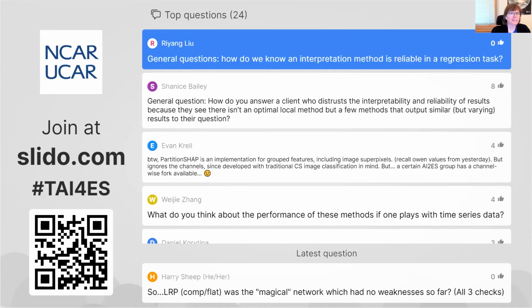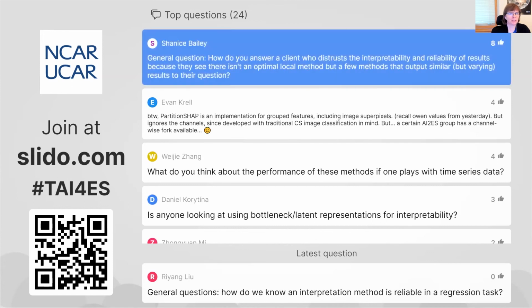All right. One question that got a lot of upvotes is this general question. How do you answer a client who distrusts the interpretability and reliability of results because they see there isn't an optimal local method, but a few methods output similar but varying results to their question? That is an excellent question. Any takers, Chris? Yeah, I think it's a really good question.